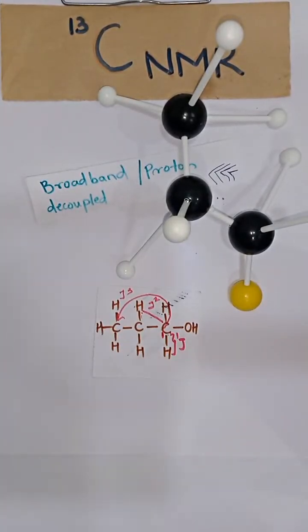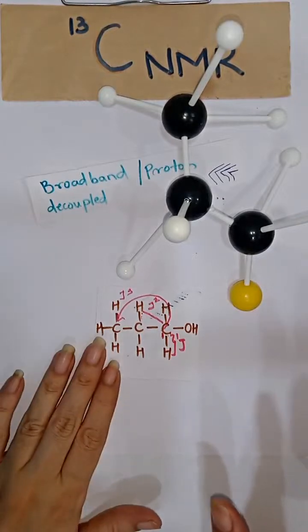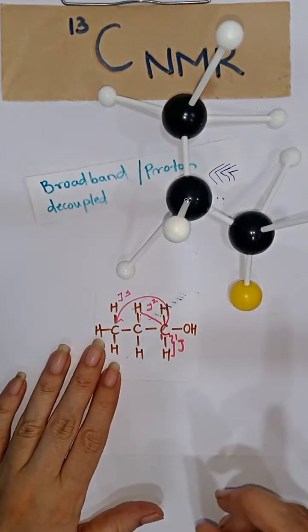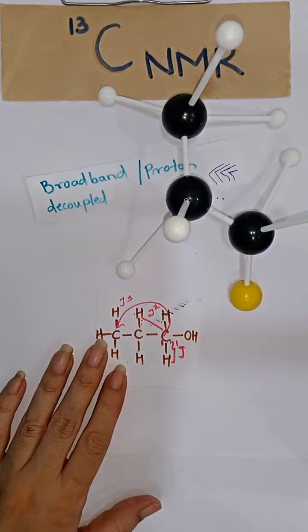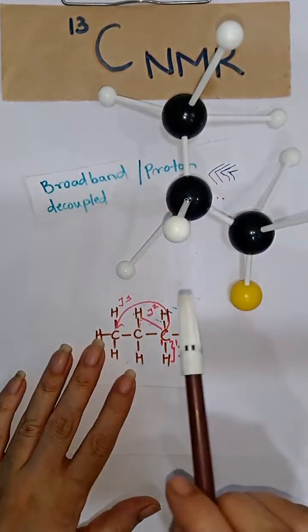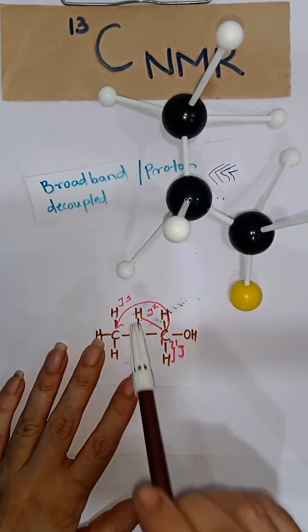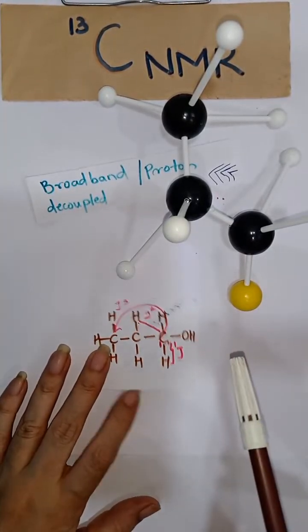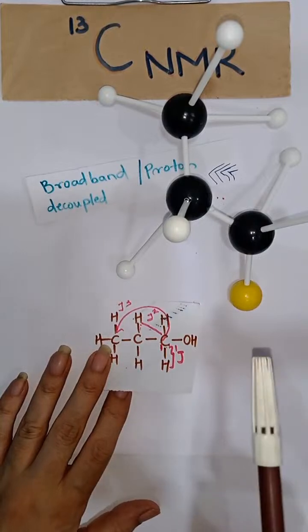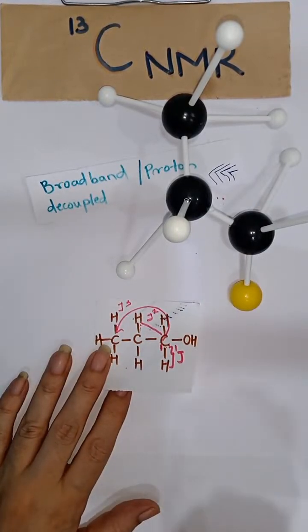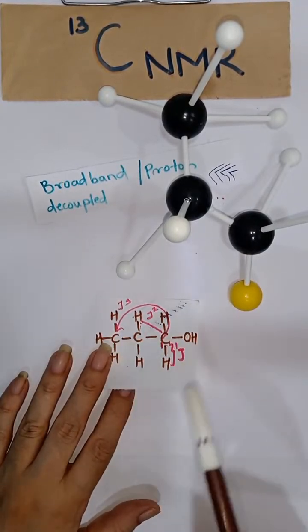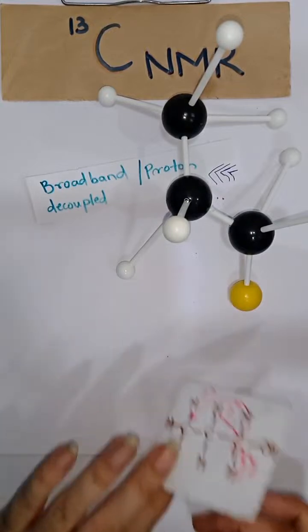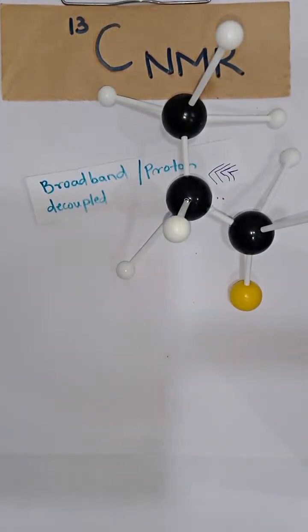So the purpose of proton decoupling is to eliminate overlapping. Due to this kind of coupling, we get overlapping. To reduce or eliminate the problem of multiple overlaps and get clearer peaks, we use broadband decoupled spectra. Now, let me show it to you with an example.